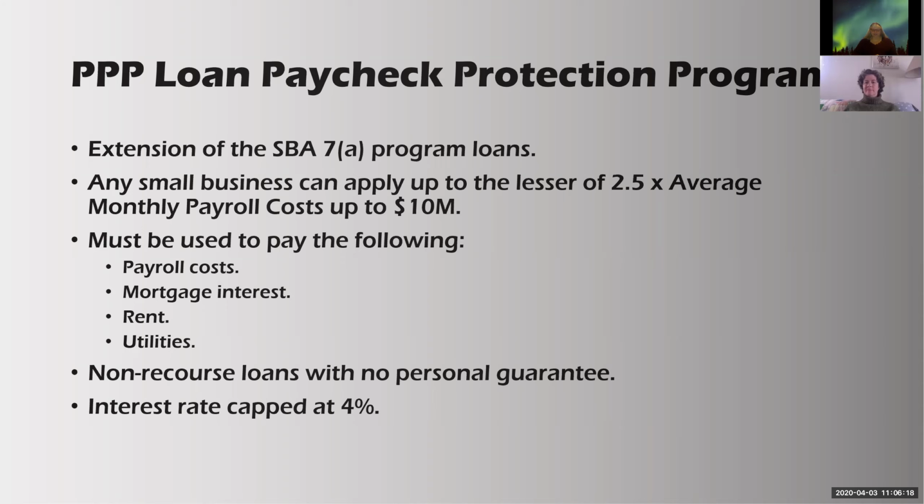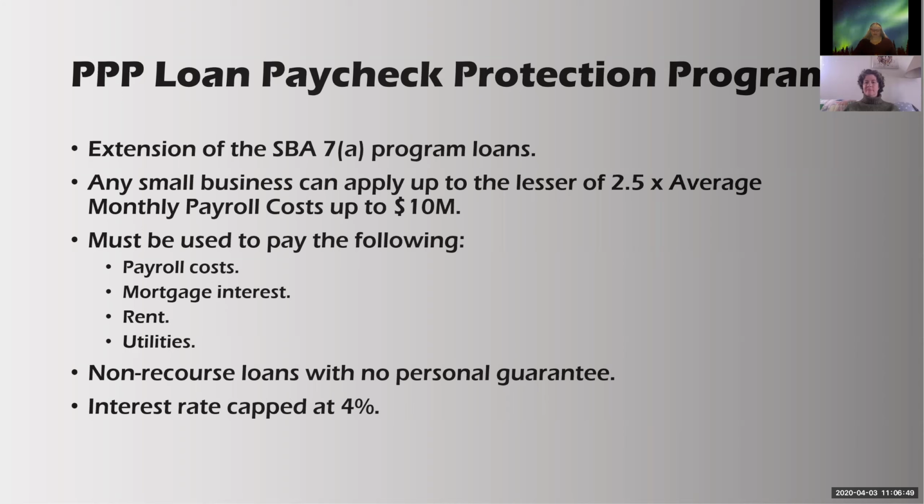In order to get a PPP loan, it has to pay payroll costs, mortgage interest, rent, or utilities to be able to keep your business going. Because it covers mortgage interest, you're going to have to talk to your lender about not paying any of the principal at this time, but it will allow you to continue making the mortgage interest.